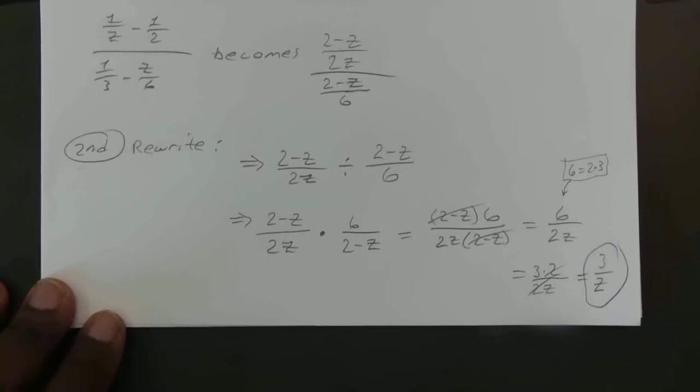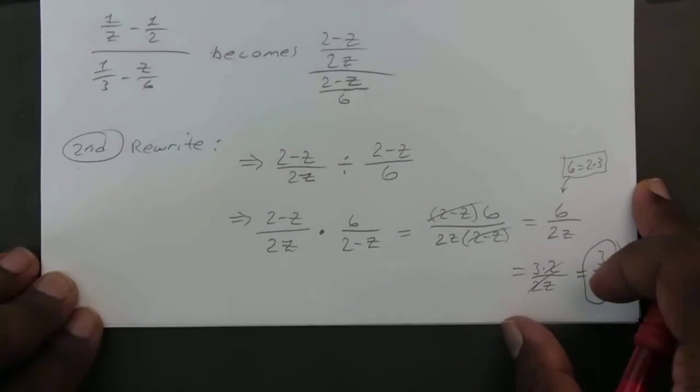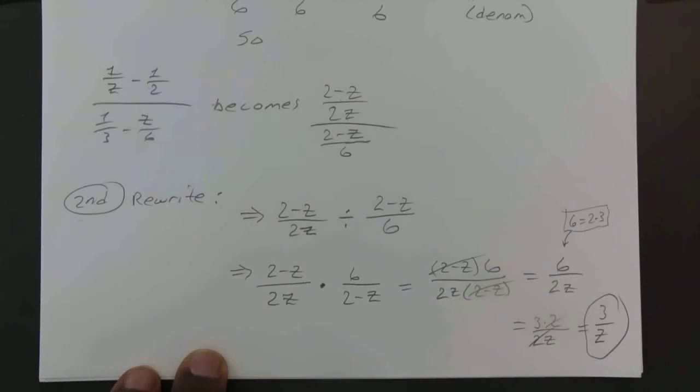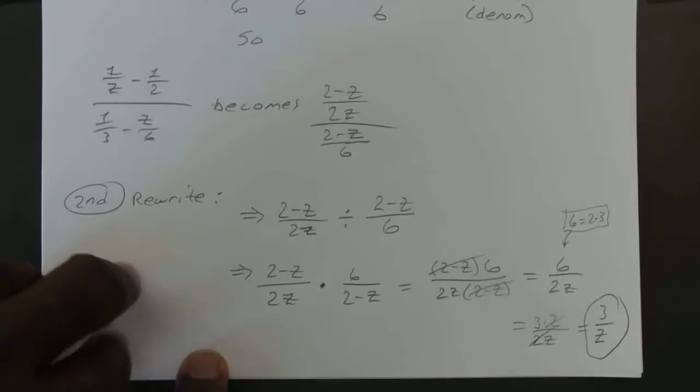Any questions on that one? Now, if you want to just go 6 divided by 2 is 3, that would be fine too. Like I said, I have my own little process of doing things. Any questions on this one? I'll leave that up for a few seconds. I think everyone has it.